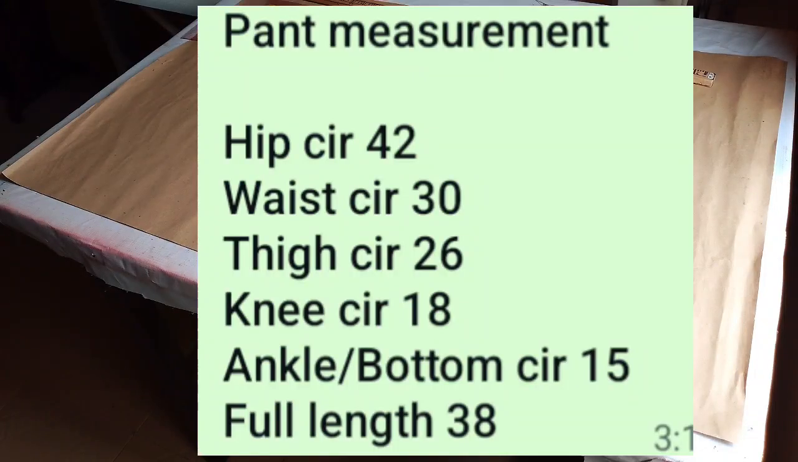So the measurements we're going to be using: the hip circumference is 42, the waist circumference is 30, the thigh circumference is 26, the knee circumference is 18, the ankle circumference is 15, and the full length of the pant is 38. In this method, we're going to be splitting the sewing seam allowance.